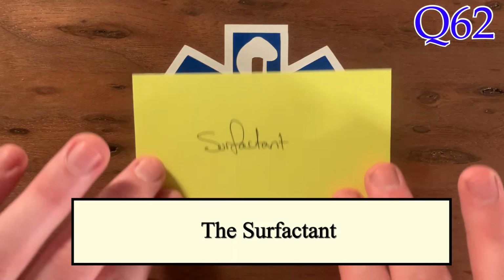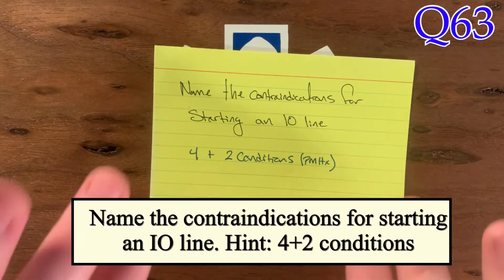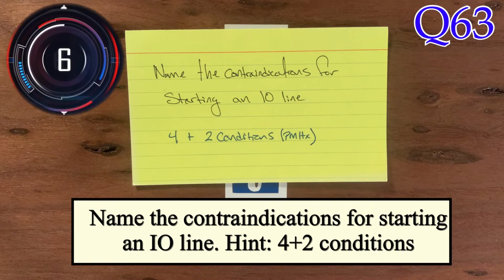The answer here is going to be the surfactant. The surfactant is a thin liquid that coats the alveoli and creates enough surface tension to prevent the alveoli from collapsing. Moving on to question 63. Name the contraindications for starting an intraosseous line. Hint: 4 plus 2 conditions.